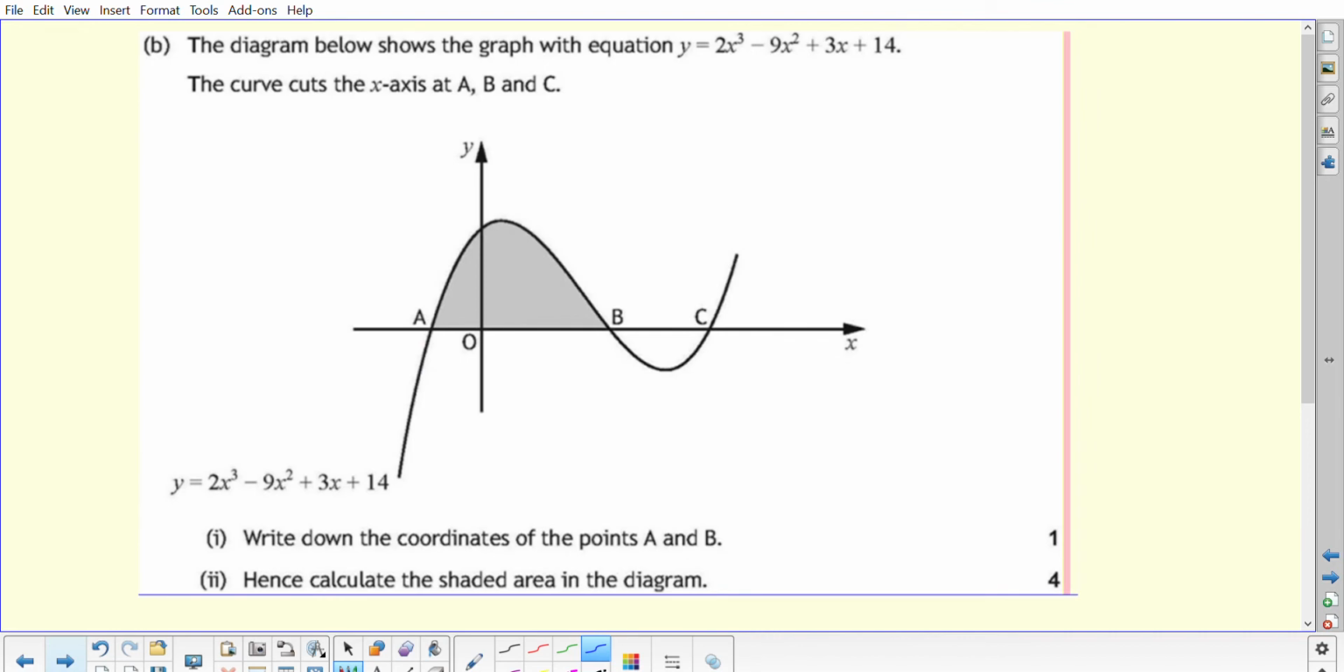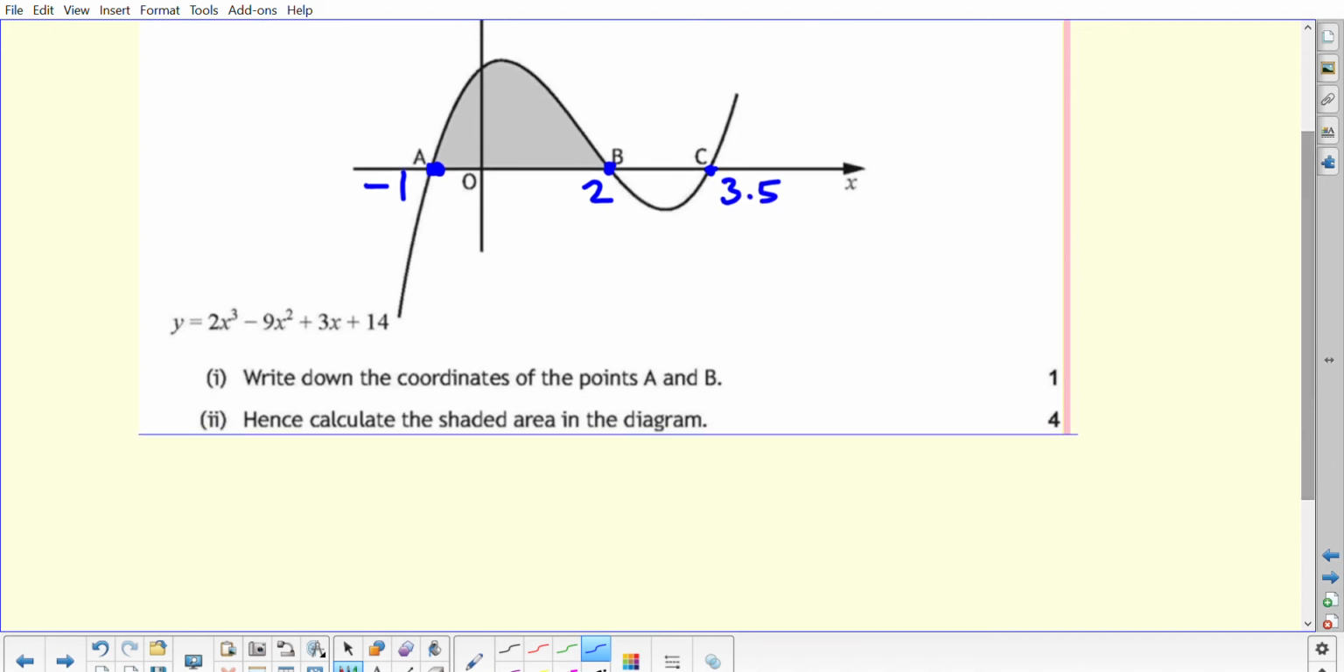Moving on to part B, you can see that the equation that you've just been working with is appearing here again, this time with a graph. And it's saying to you the graph cuts the axes at A, B and C, so clearly these are roots. And these points here you have just worked out, so you know that that will be minus 1. There were two positive values, 2 and 3.5, so clearly this one here's the 2 and this will be 3.5.